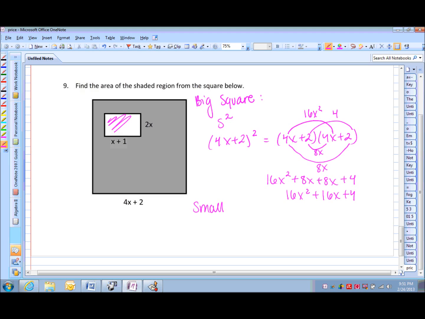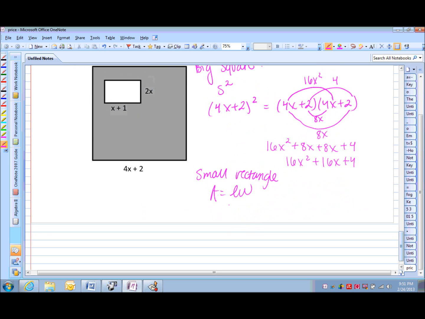Now let's find the area of the smaller square. And once again, we're going to do side squared. So it's a rectangle inside. I apologize, so it's not a square. This white is a rectangle. So, small rectangle, and area is equal to length times width. So I'm going to replace it with x plus 1 times 2x. I distribute the 2x to the x and to the 1, and that's equal to 2x squared plus 2x.